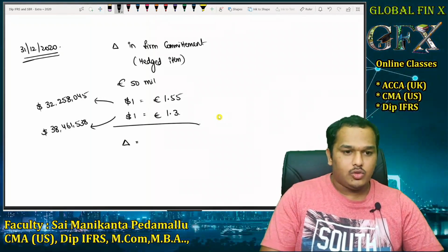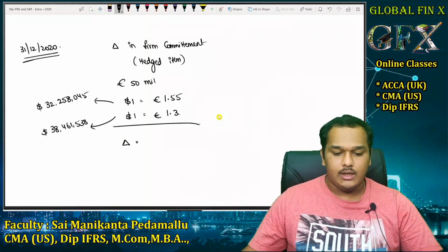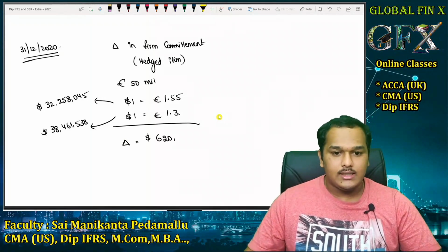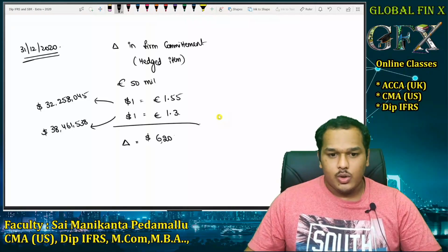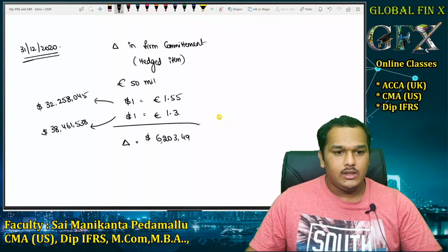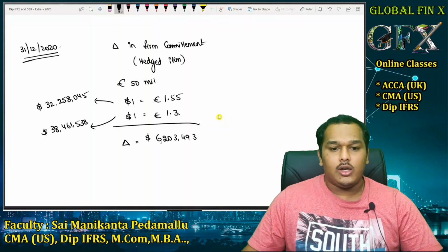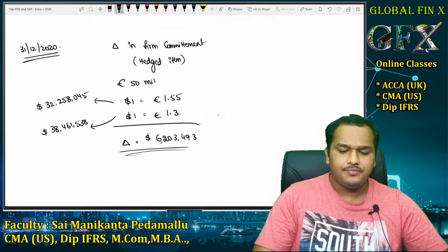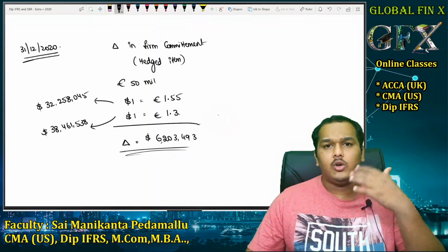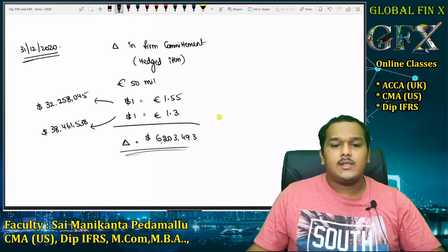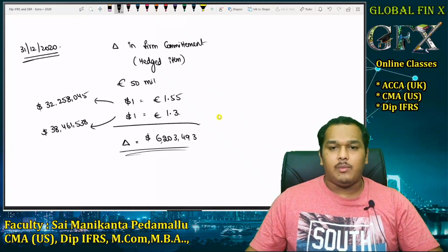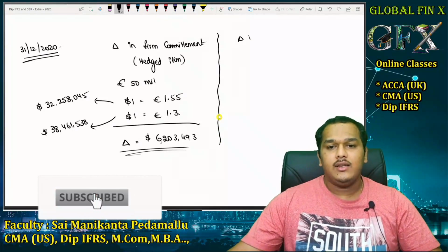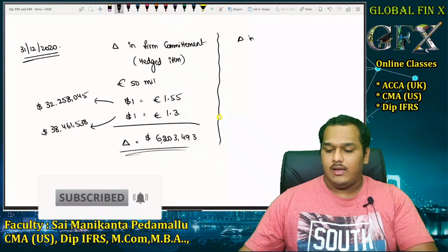Minus 32,258,045. That is exactly $6,203,493. 6.2 million, right? Roughly 6.2 million I can consider, if I'm rounding it off to the nearest millions. 6.2 million it will be. Okay. Now similarly, what do I need to calculate? Delta, that is the change in forward.